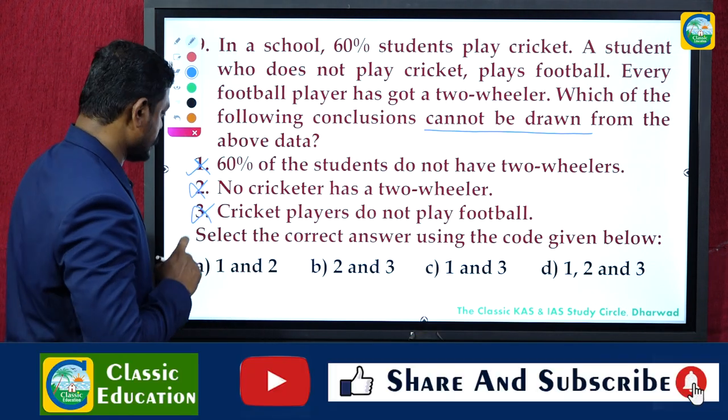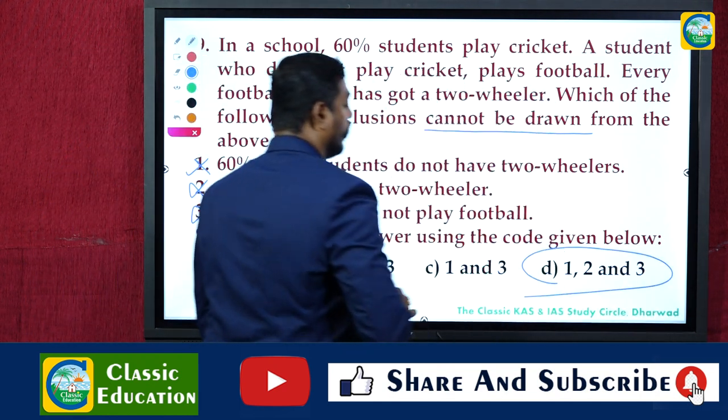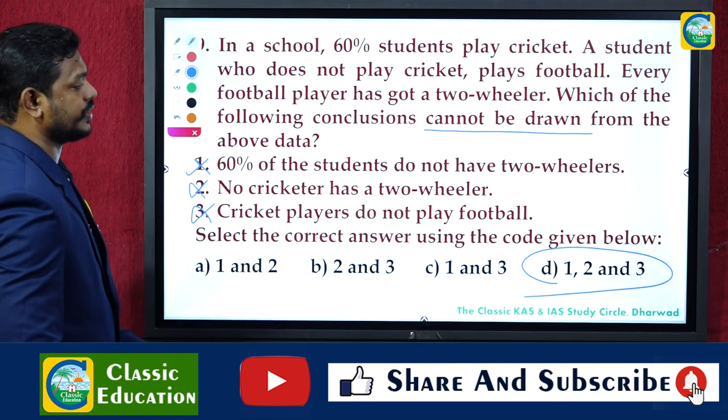So select the correct answer using the code given below. That is option D: 1, 2, and 3 cannot be drawn from the above data. Right, friends? Option number 4 is the right answer.